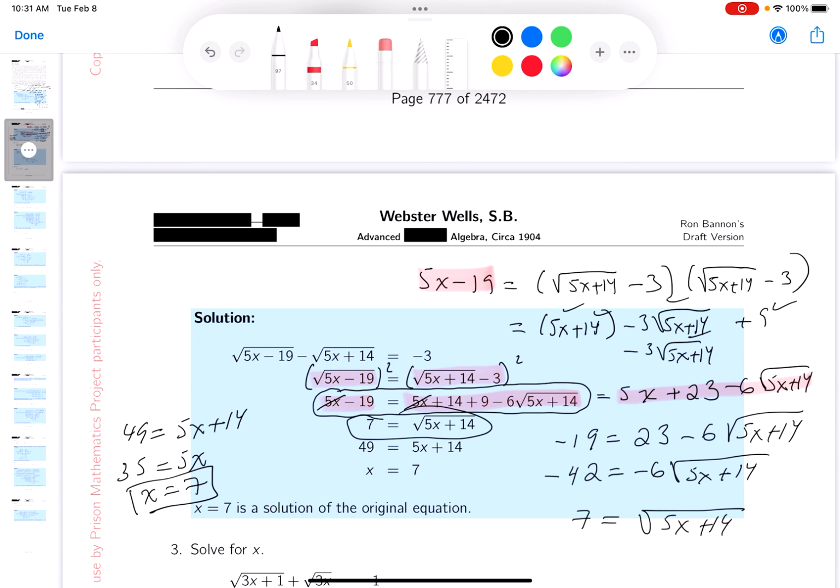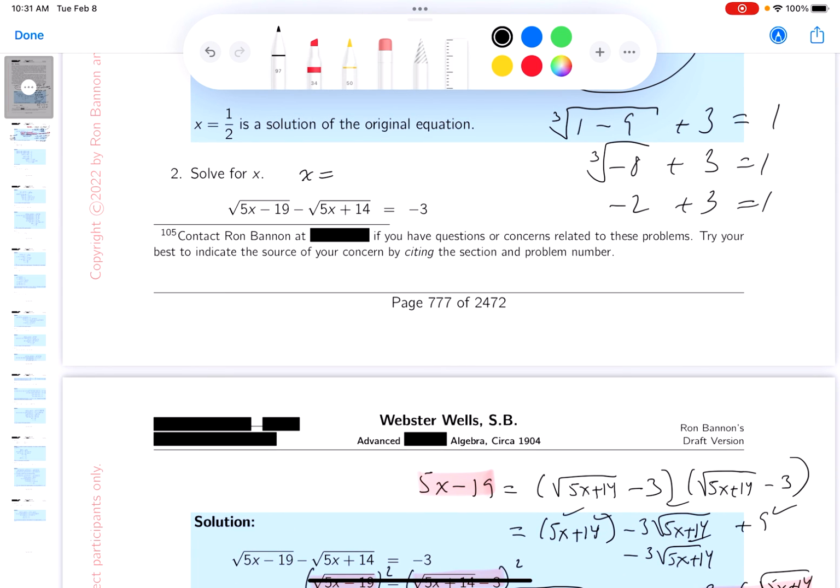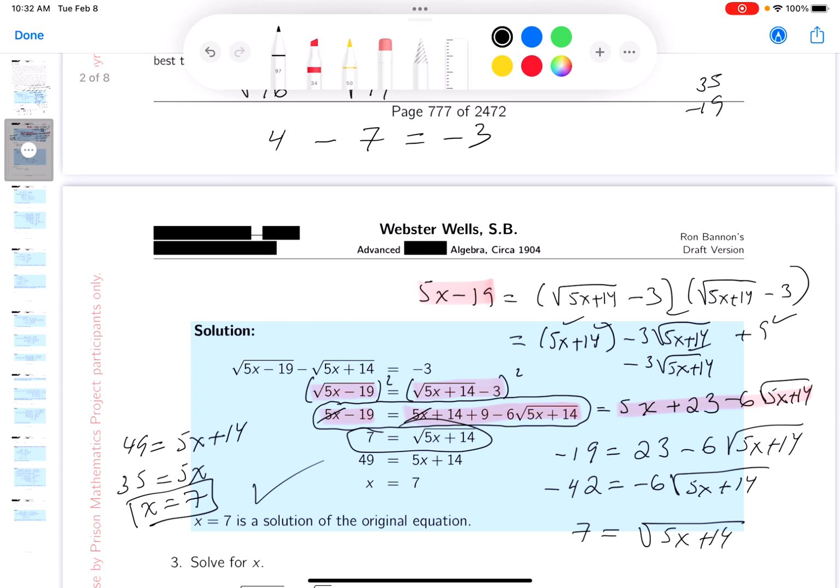Now, someone says, how do you check it? Go back to the original. I'm saying x equals 7 is the solution to this problem. Let's check it. If I plug it into the first term, that's the root of 35 minus 19, and that's just the root of 16. Minus, what do you get there? 5 times 7 is 35, plus 14 is 49. That's pretty simple, right? And that's minus 3, they said. What's the square root of 16? 4. What's the square root of 49? 7. And lo and behold, 4 minus 7 is minus 3. All right? So I'm pretty comfortable that this is a good answer. Thank you.